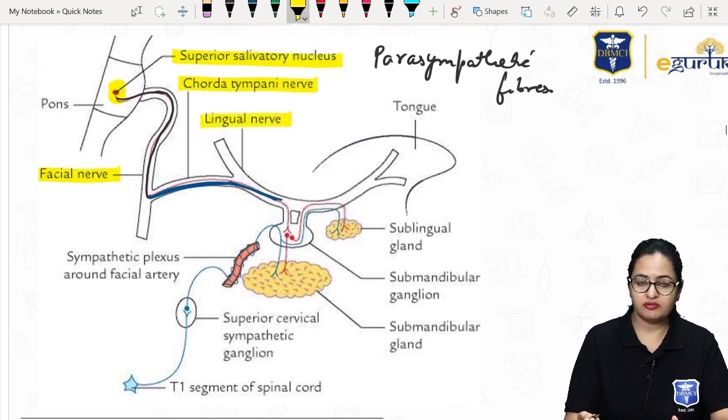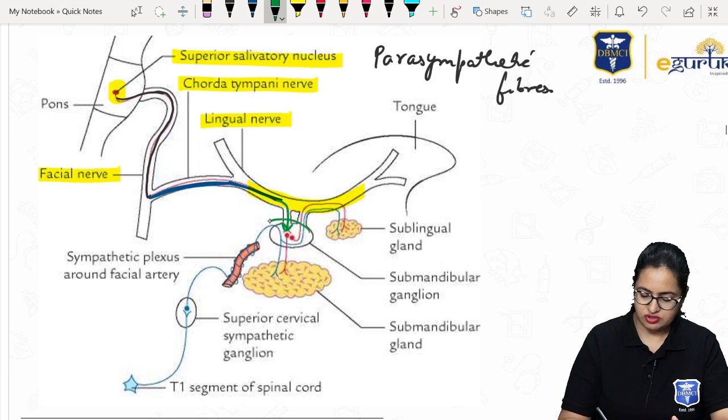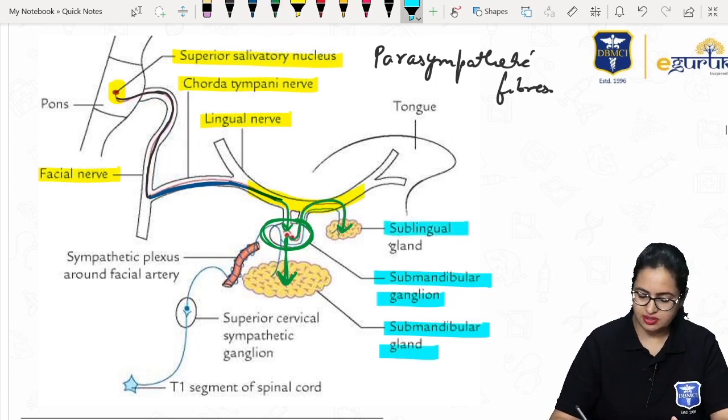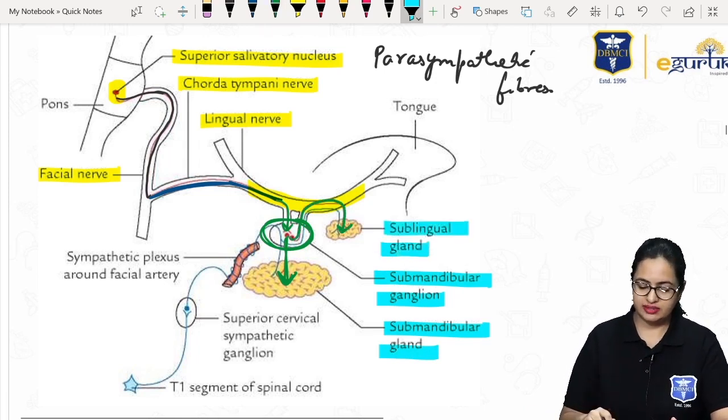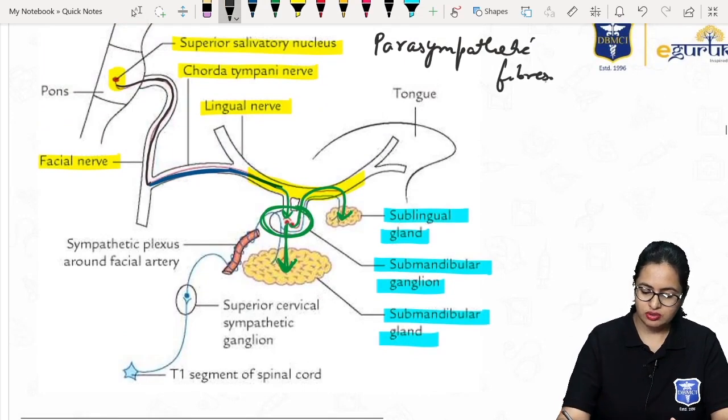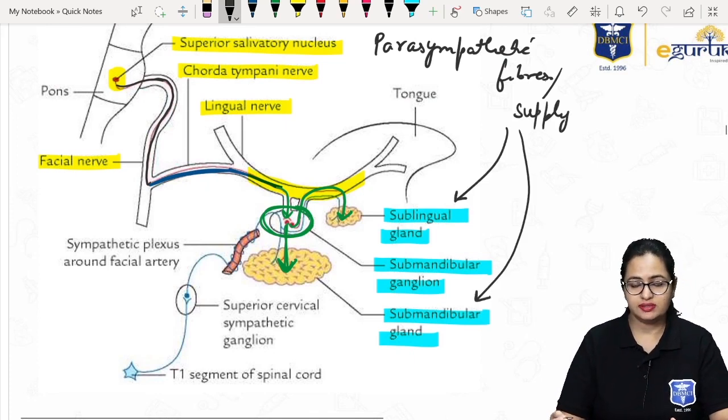This is the lingual nerve. Now this lingual nerve is further giving fibers to a ganglion located over here, and this ganglion is the submandibular ganglion, and from here the parasympathetic fibers are distributed to this gland. The gland is the submandibular gland, and apart from this the fibers also reach another gland, which is the sublingual gland. So by this we come to know that the lingual nerve gives parasympathetic supply to the two glands, that is the sublingual and the submandibular gland.